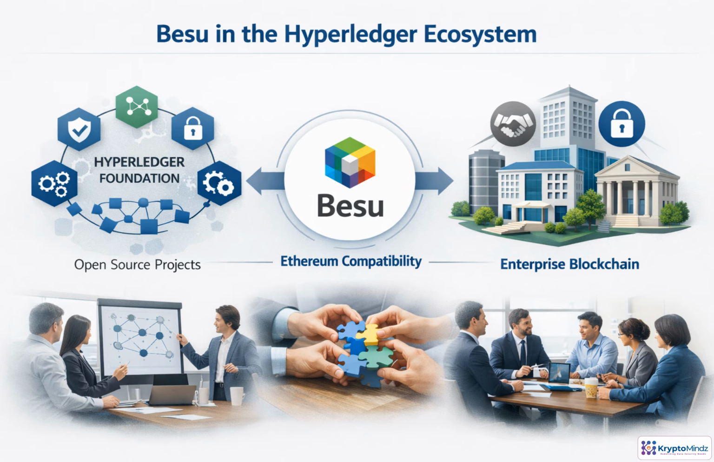Besu's place in Hyperledger is important because it connects Ethereum capability with enterprise open-source governance. From Ethereum, it brings familiar tooling, smart contracts, and EVM compatibility. From Hyperledger, it gains a collaborative ecosystem focused on real business networks. That makes Besu useful when organizations want Ethereum features, but also need permissioning, compliance, identity, and operational control.